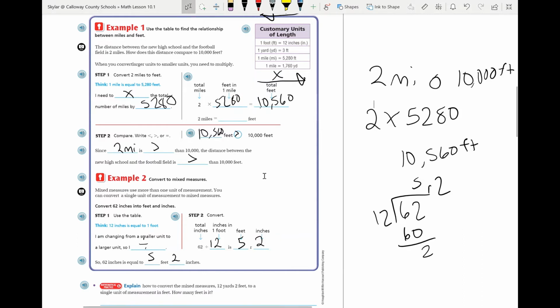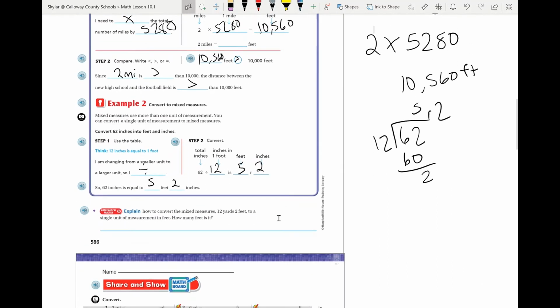All right. So explain how to convert mixed measures, 12 yards and 2 feet, into a single unit of measurement in feet. How many feet is it? Well, that one seems tricky, but it's really not too bad. If you're converting 12 yards and 2 feet into feet, all you have to do is focus on the yards, because the 2 feet is already in feet.